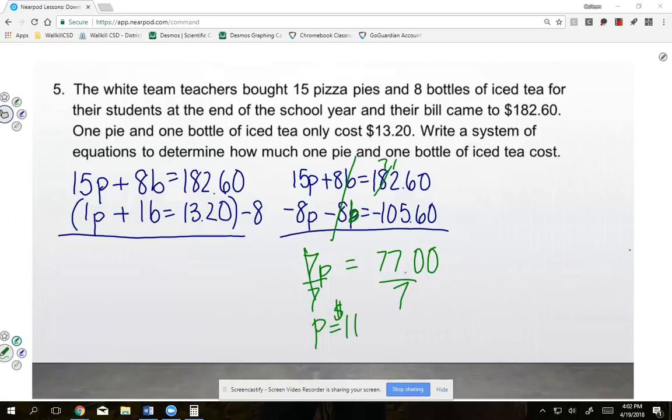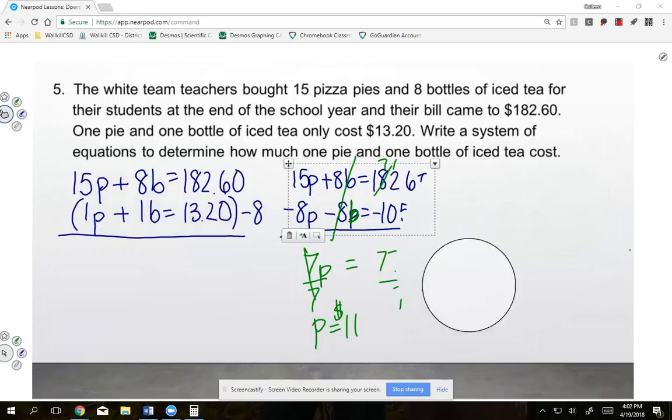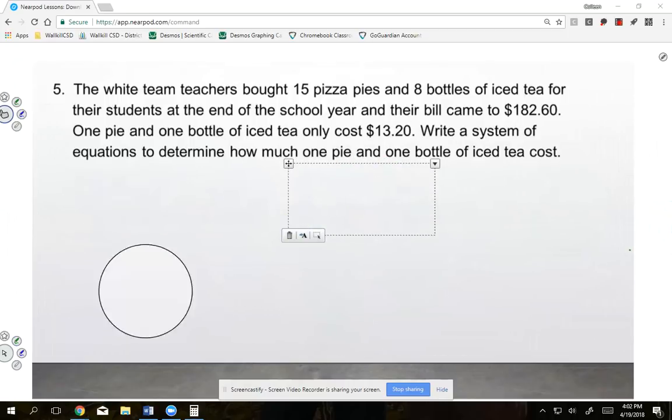We take that 11, plug it back in for the bottle of iced tea. So 11 plus a bottle of iced tea equals $13.20. Subtract the 11. We get 1 bottle of iced tea costs $2.20. Okay, hopefully you guys are getting the hang of this. Take a look at another question.